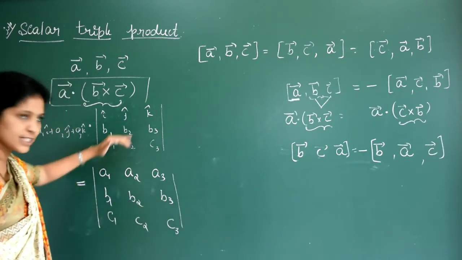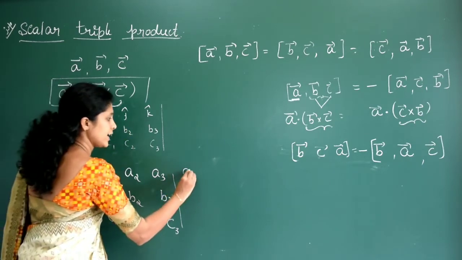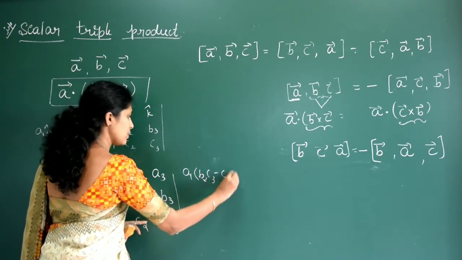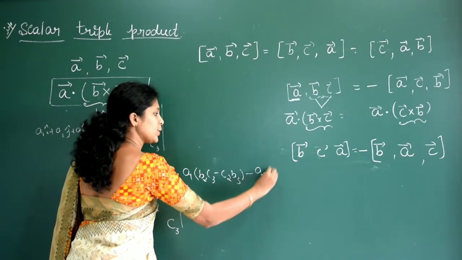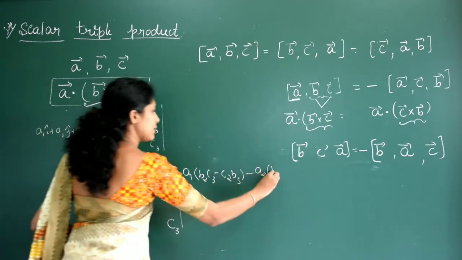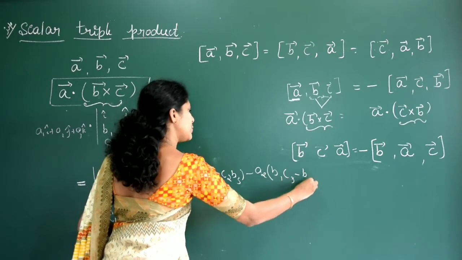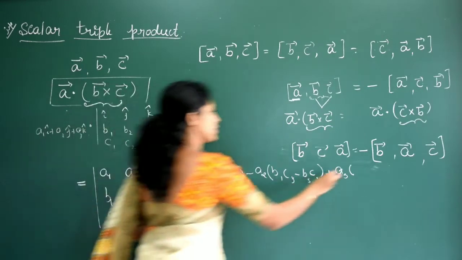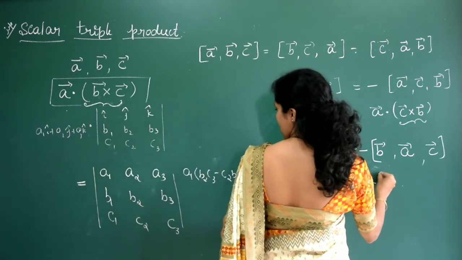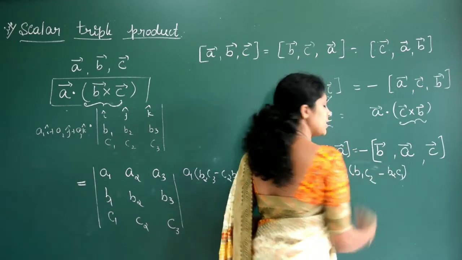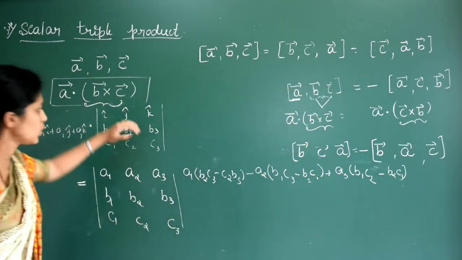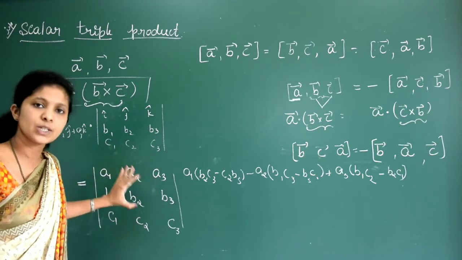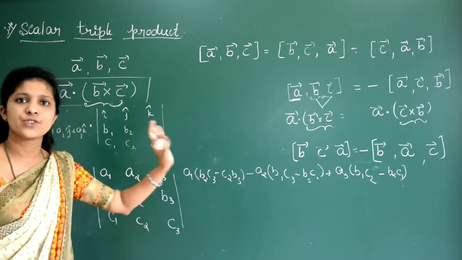Is it clear? After this simplification, what you get here is A1 into (B2 C3 minus C2 B3), then minus A2 into (B1 C3 minus B3 C1), and last will be plus A3 into (B1 C2 minus B2 C1). I hope you understood this one. Actually remember this, no need to prove it. You have to remember that to find the scalar triple product you take the coefficients of I cap, J cap and K cap.